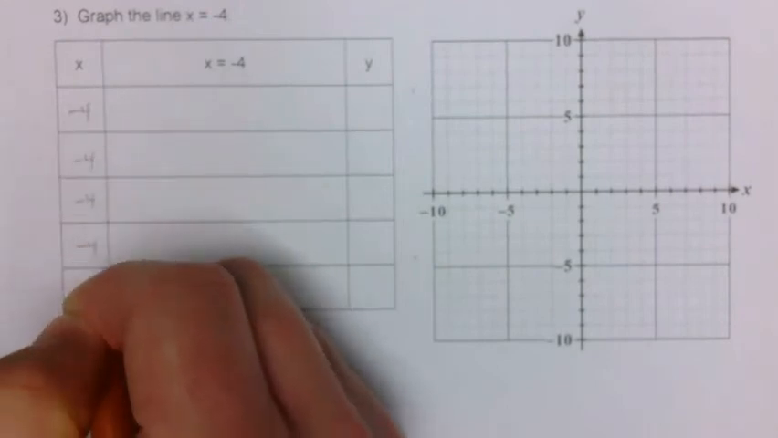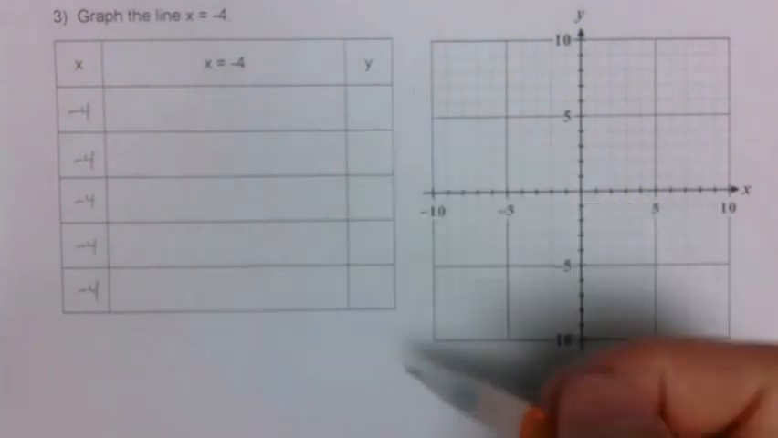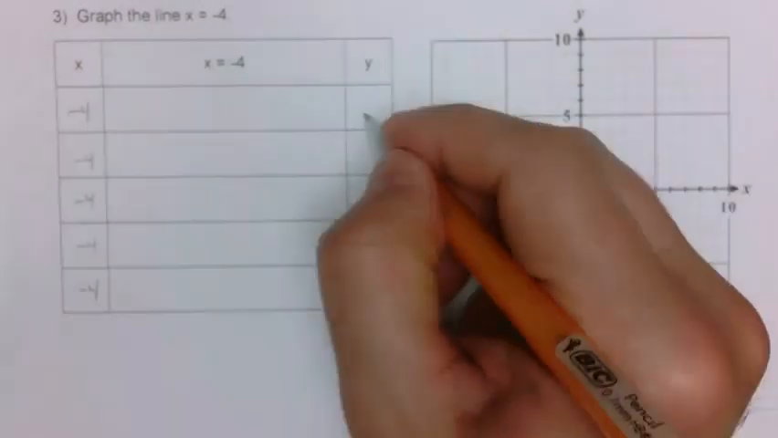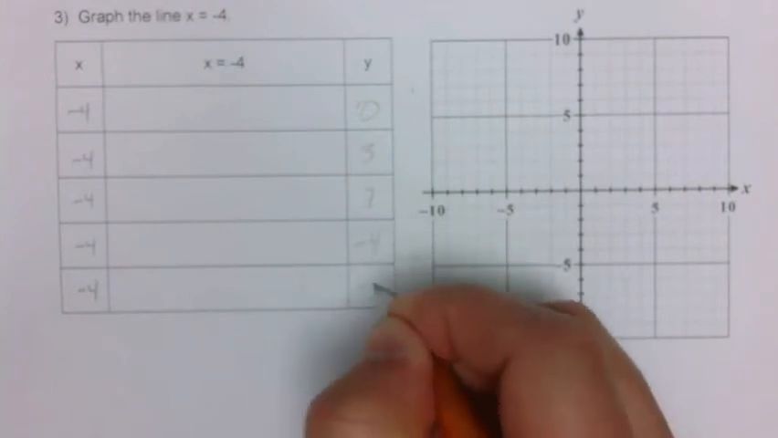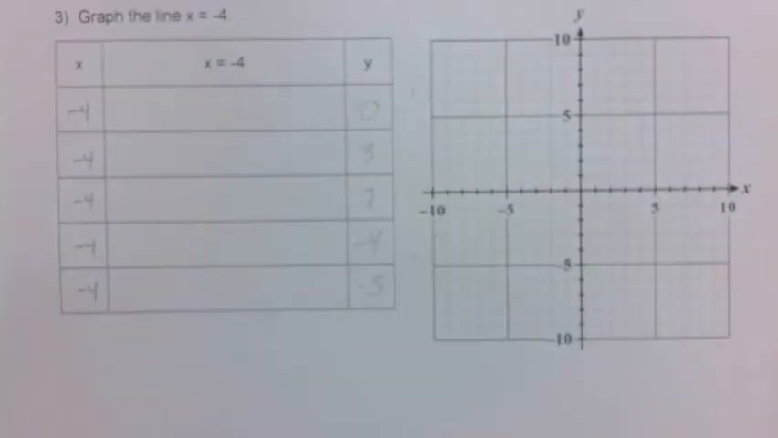That means all of these x's here can only be -4. Every x value has to be -4. The y values can be whatever we want them to be, all right? So 0, 3, 7, -4, -5, okay? All of these points are going to be along the same vertical line.